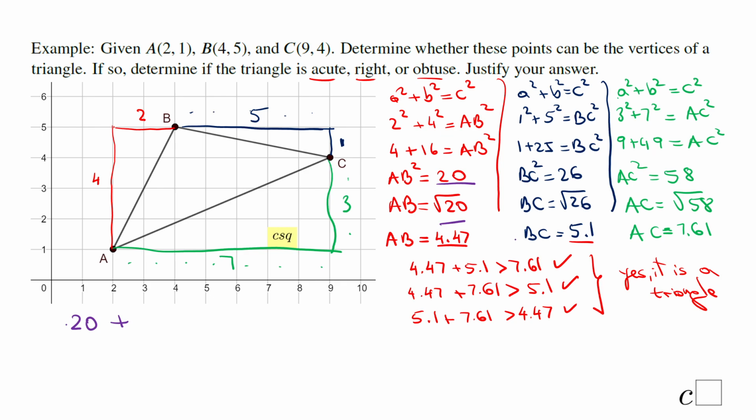Now, which one is the next one? It's this 26, right? And then let's take a look at c squared, 58, right? We have here 46 and 58. What will be the relationship between these two numbers? This is less, right? So what kind of triangle do we have if a squared plus b squared, the two shorter sides, is less than c squared? This is going to be an obtuse triangle.